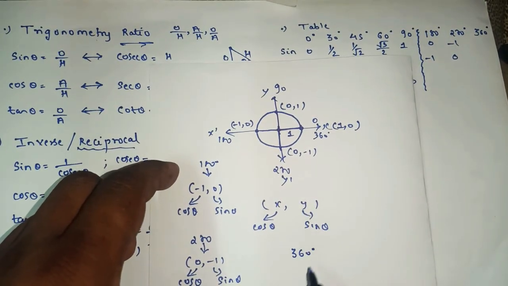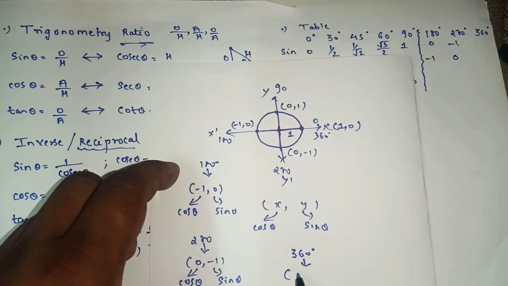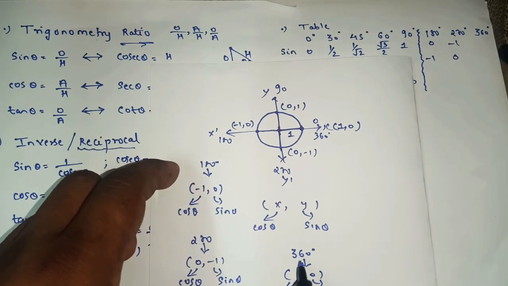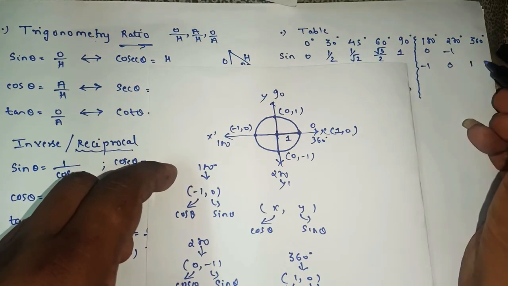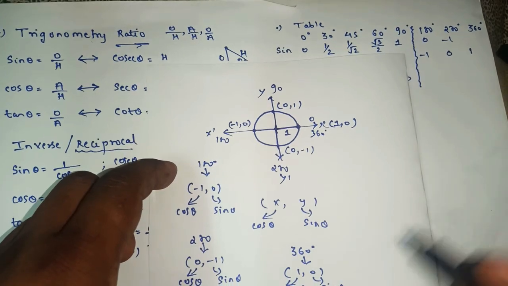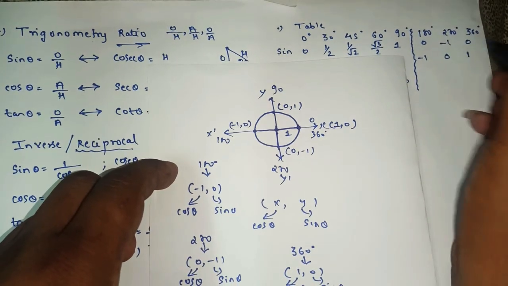For 360 it is 1 comma 0. So the first value indicates cos, the second sine. So cos 360 is 1, yes or no, and sine 360 is 0.